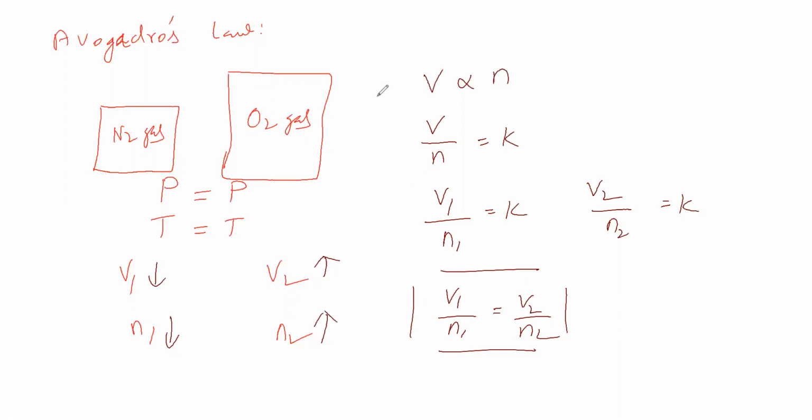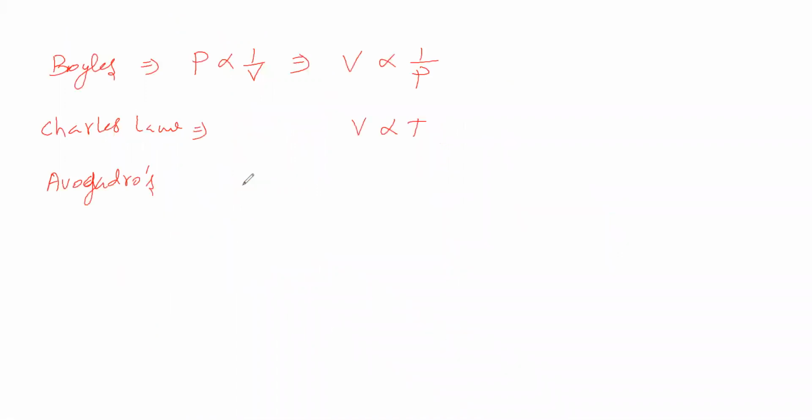So now Avogadro says volume is directly proportional to N. That formula we will take here. So as per Avogadro's law, we can say volume is directly proportional to number of moles. Now let us see the cumulative effect. On the left side, volume is there. On the right side, number of moles, temperature, and pressure are there.